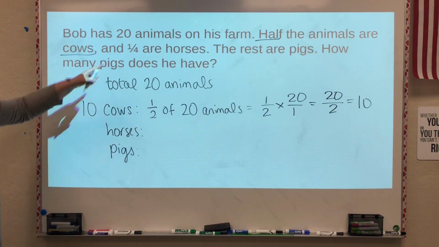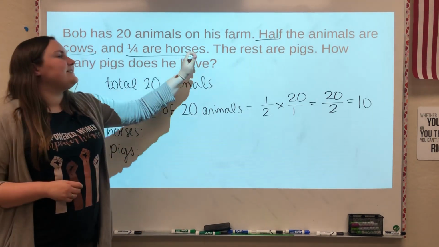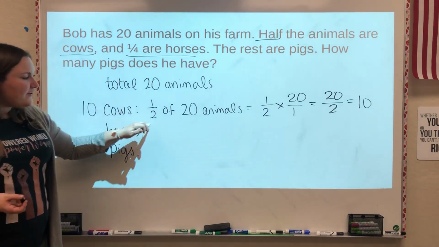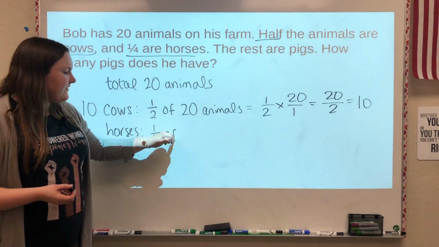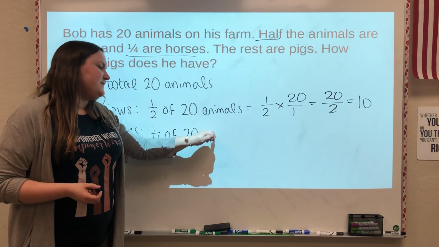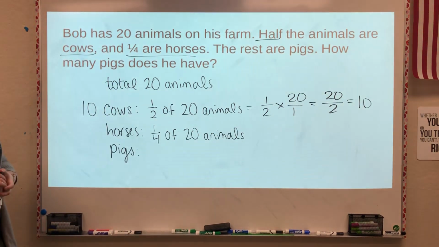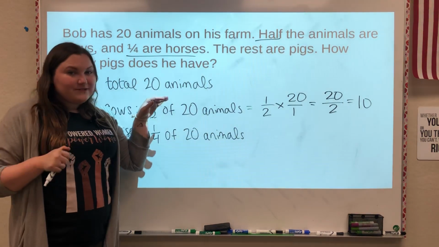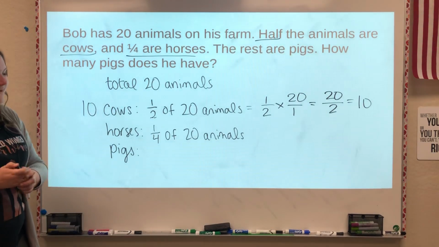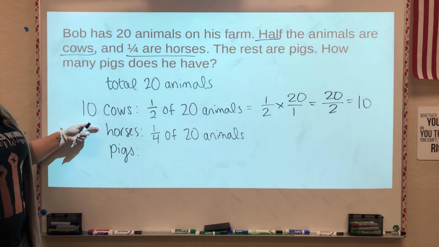For horses, it tells us 1/4 of those animals are horses. So similarly, I know 1/4 of those 20 animals are horses. The math will look the same. I know you've already tried this question, so maybe you already know the answer for this one, but go ahead and tell me just how many are horses.